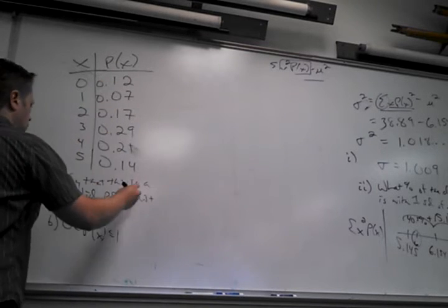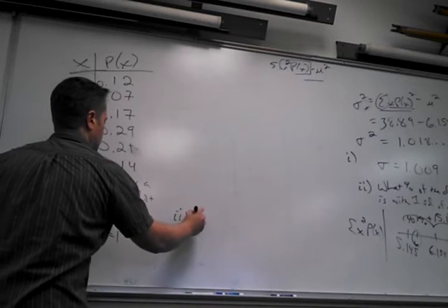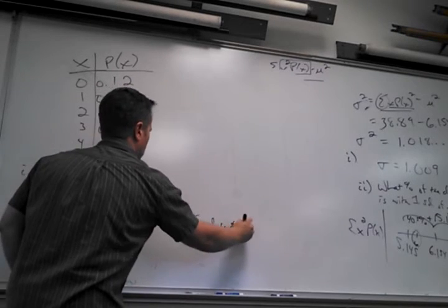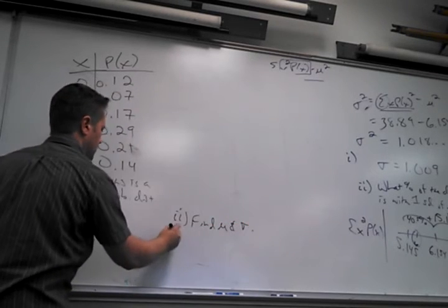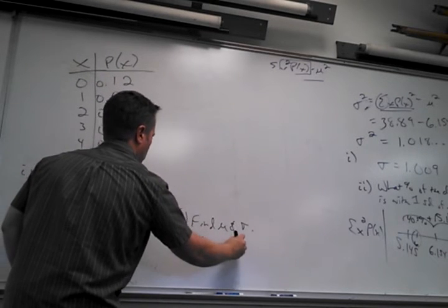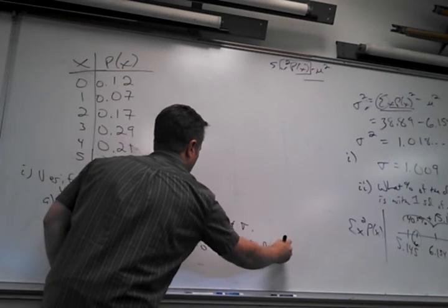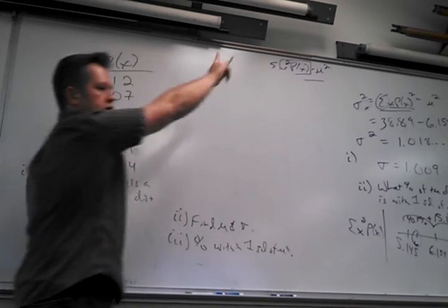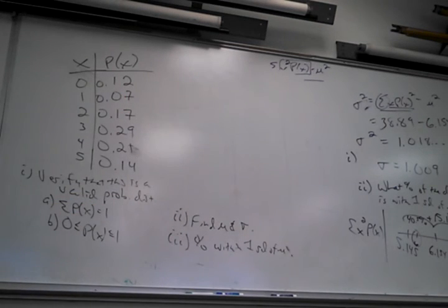All right, so step 2 here is find the mean and the standard deviation. And step 3 is what percent within 1 standard deviation of the mean. So the same thing we just did over there. Call me over if you need some help.